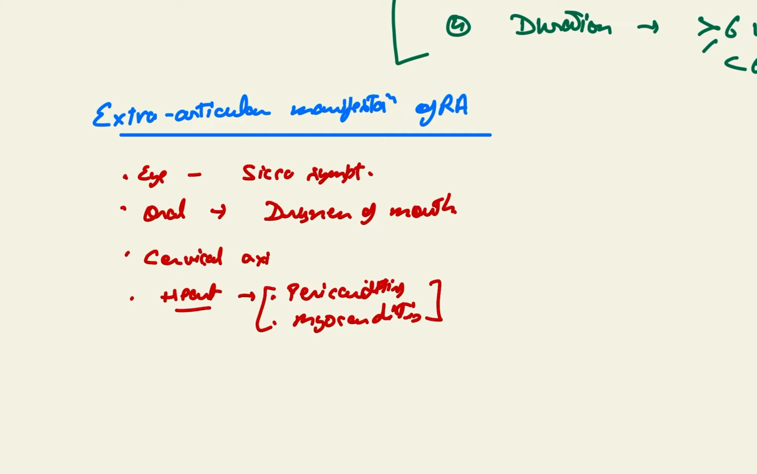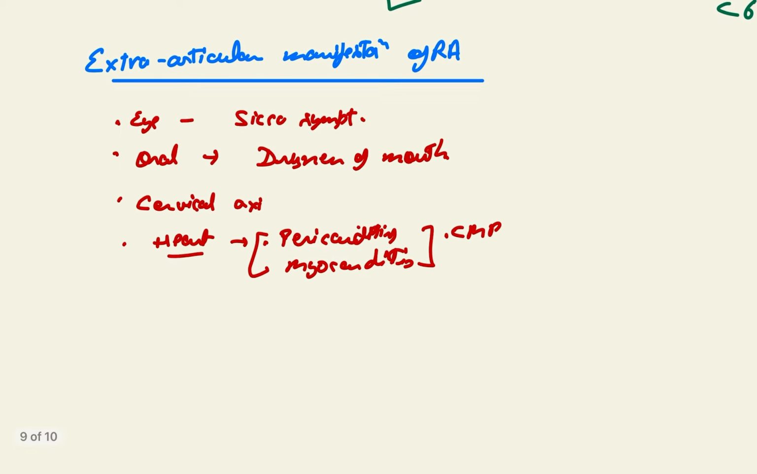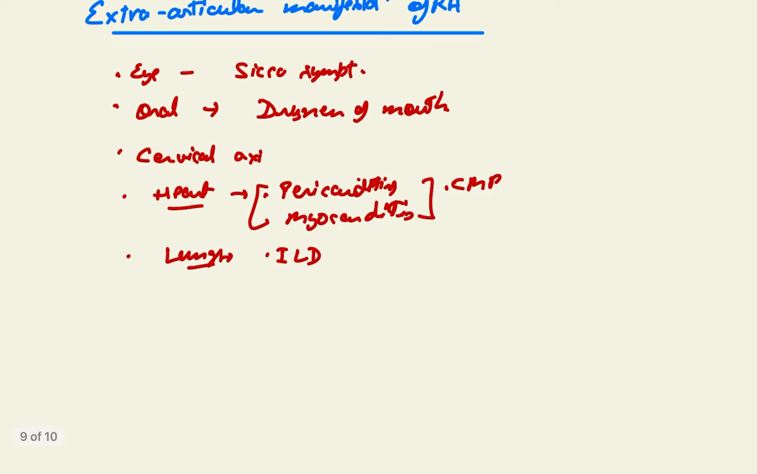So these are the cardiomyopathies. Cardiomyopathies can occur in these patients. Then the lungs can be involved. Most commonly, the patients present with interstitial lung disease. Sorry, I forgot to mention that it is interstitial lung disease which is more commonly present in the patients of RA, right? So these are some extra articular manifestations which are being felt.